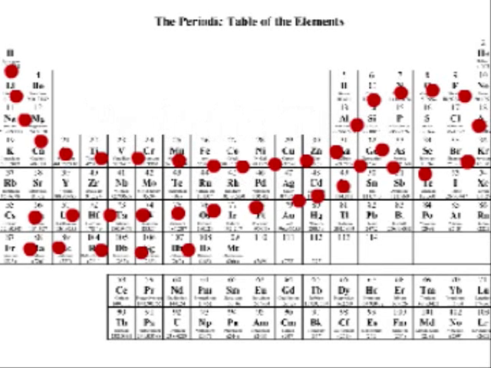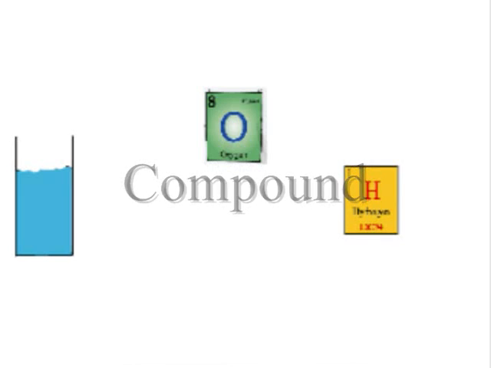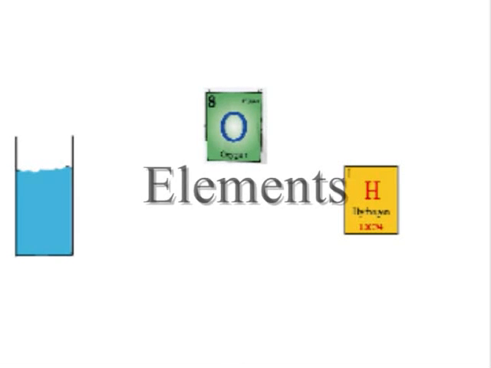Right. Wait, what about water? It's not on there. Why isn't it on the periodic table? Well, you have to remember, what exactly is water made out of? Hydrogen and oxygen. Right. These two are a compound. This is a compound because it's made out of two different elements. I see, and that's why water isn't shown on the periodic table.